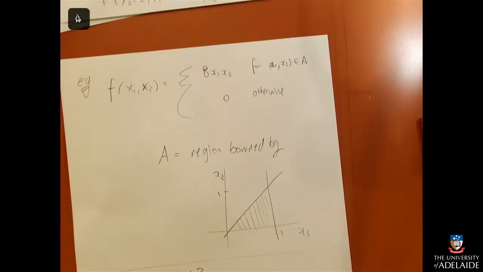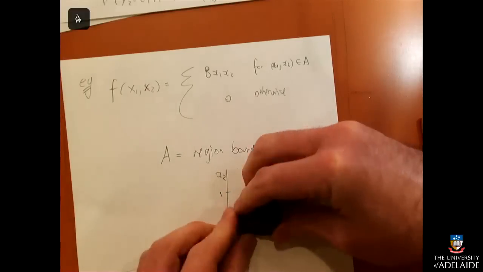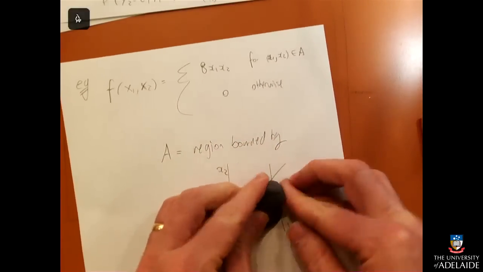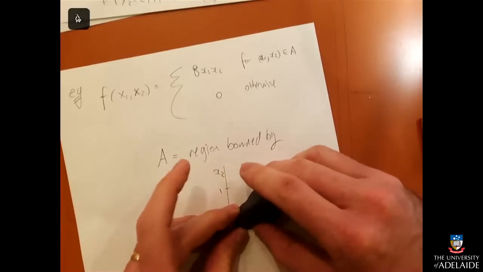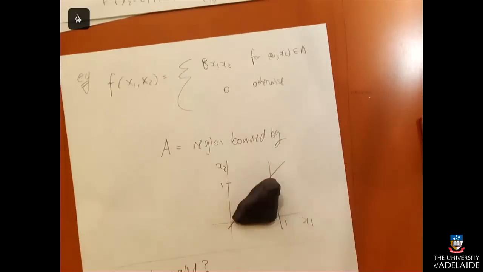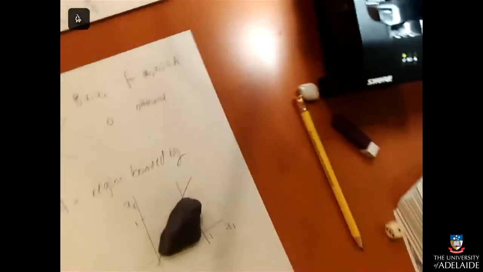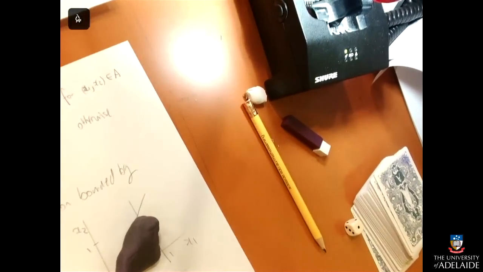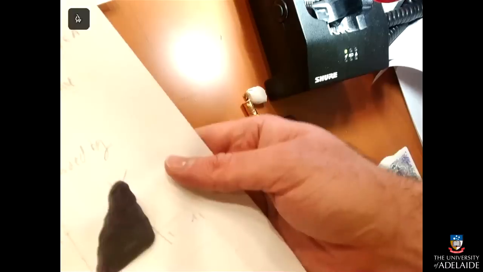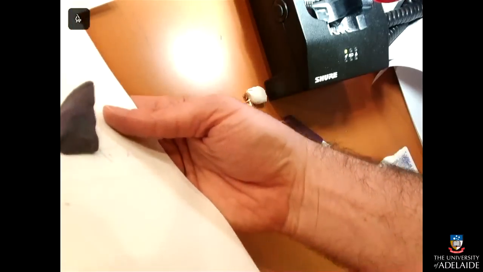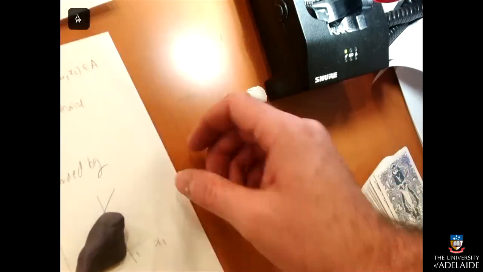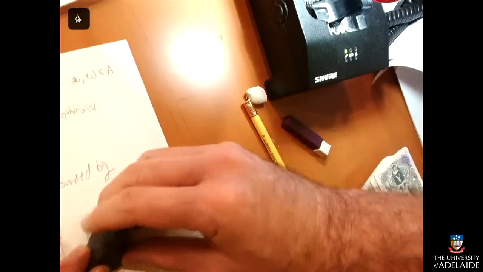So something like this is going to be a very bad drawing. Something like that. Play-Doh has the advantage that it sticks to the page. It's supposed to be curved, though. I think it's thinner at the bottom than it is at the top.